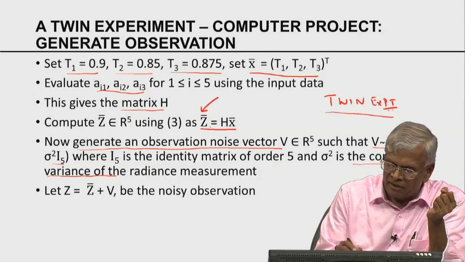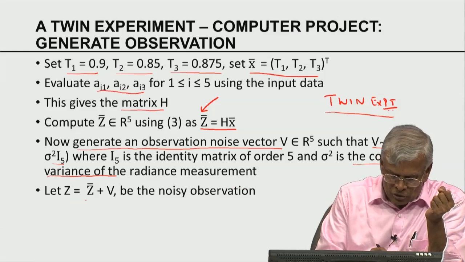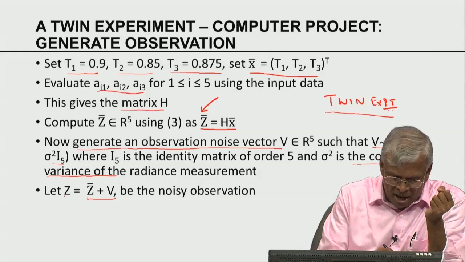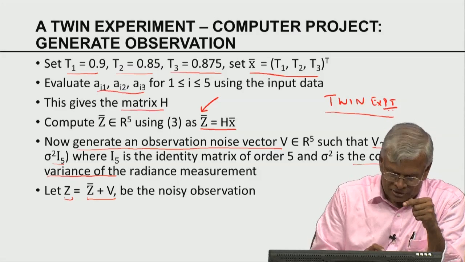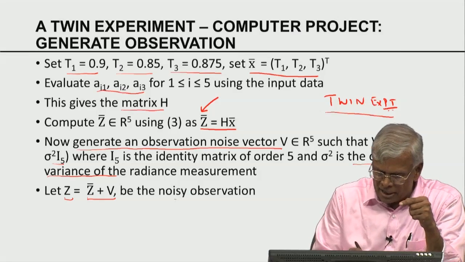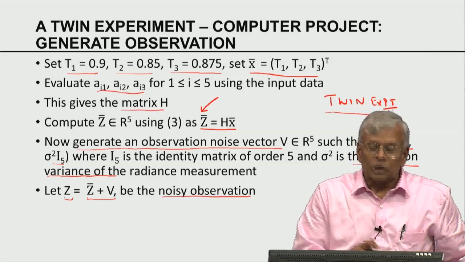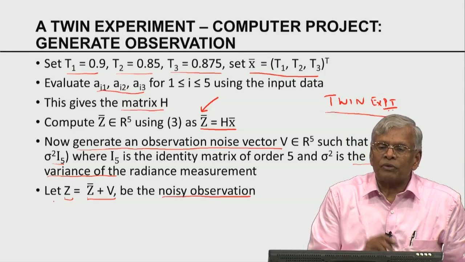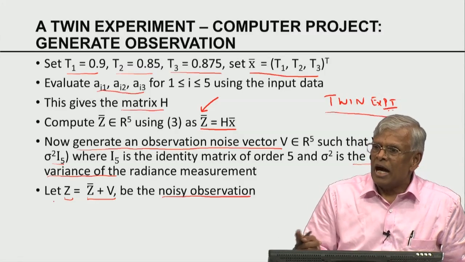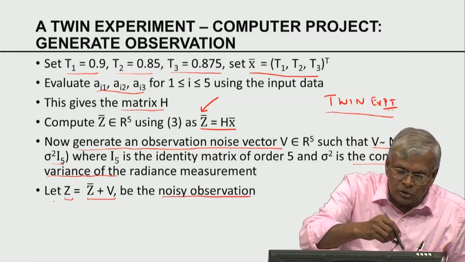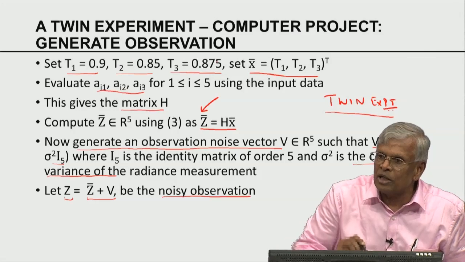So Z bar I have actually calculated synthetically. V is the noise. So I would like to add V to Z bar to get Z. So now I am going to consider this Z, which is Z bar plus V, as my noisy observations. So if I use Z in my calculations and solve the inverse problem, I should get a T which is very close to T1 equal to 0.9, T2 equal to 0.85, T3 equal to 0.875.